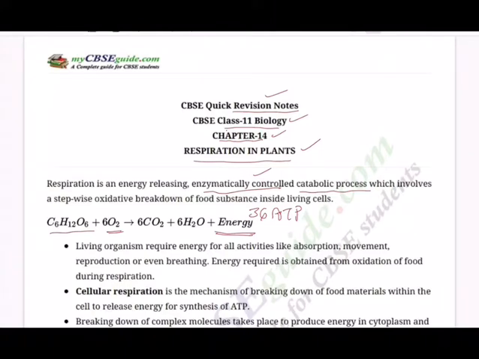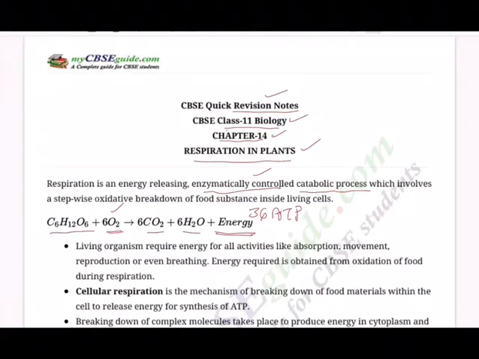What is catabolism? The process of breaking bigger molecules into smaller molecules. So glucose is broken down into CO2 and H2O, and glucose will be broken down only when oxygen is present. So it's an aerobic respiration. This involves stepwise oxidative breakdown of food substances inside living cells.